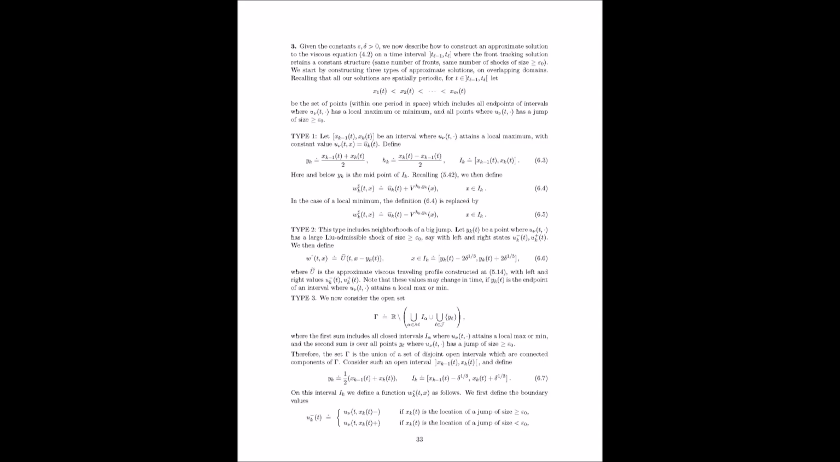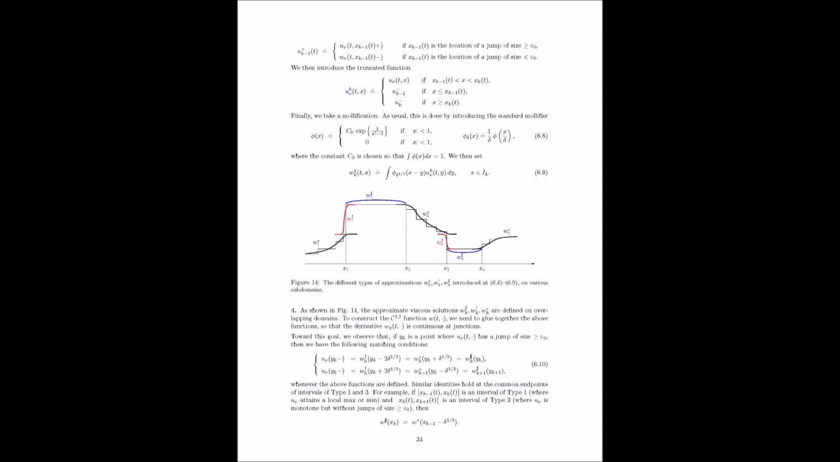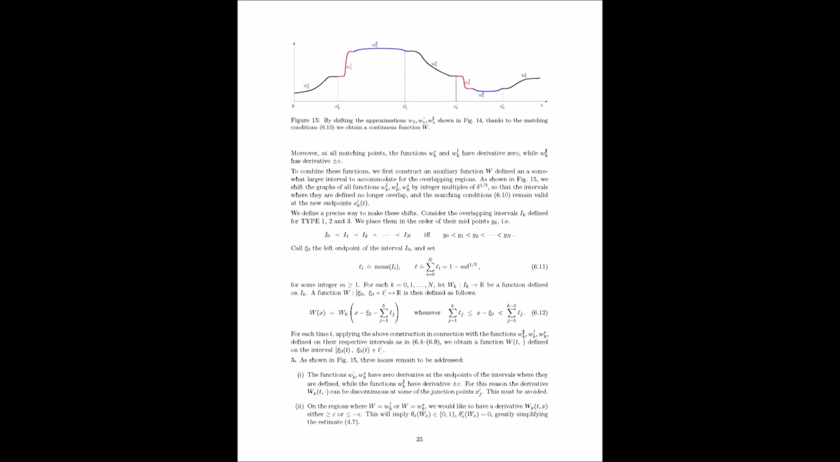So it's like they're taking a mosaic approach, using different types of tiles to create a smooth, continuous approximation of the front tracking solution. Exactly. But the challenge doesn't end there. They then need to glue these different types of solutions together seamlessly, ensuring that the values and derivatives match at the junctions. That sounds like a delicate operation.